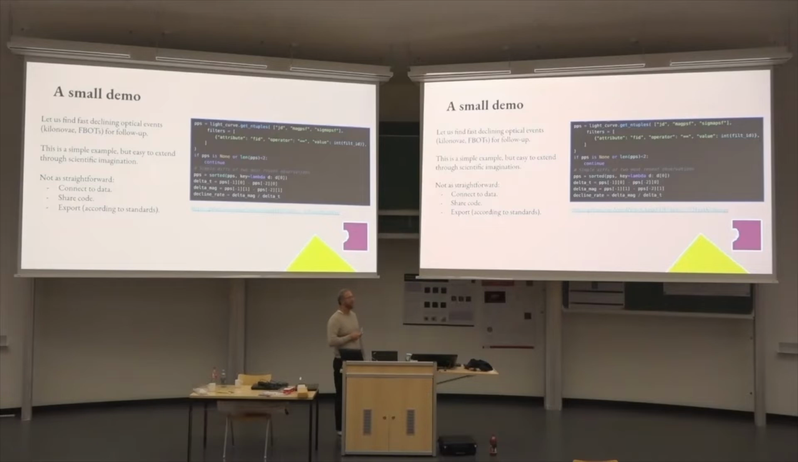So let's try to find fast declining optical events. This is of course a very exciting class. This is where we find F-bots and, for example, kilonovae, if they exist. So fast declining, that's very easy to define. We can, as we used to, write a few lines of Python code that, for a set of photo points from the light curve, look at the latest ones, look at the time difference, look at the magnitude difference, and define a decline rate.